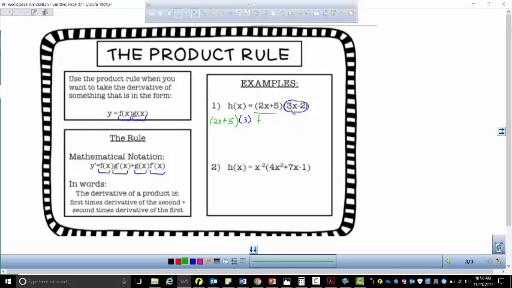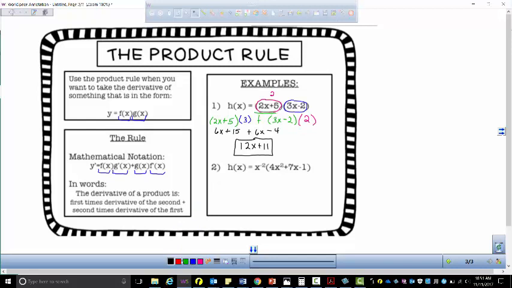Now I take my second function, 3x minus 2, and I'm going to multiply that by the derivative of the first function. So the derivative of this first function is 2. And after you do that, so that's the calculus, now what you do is algebra. So you simplify, so you distribute, so you have 6x plus 15 plus 6x minus 4. So I end up with 12x plus 11 when I simplify. So it's the first times the derivative of the second plus the second times the derivative of the first.